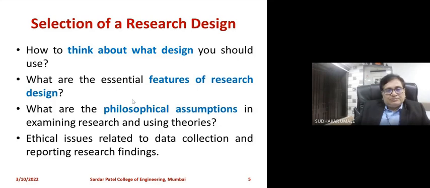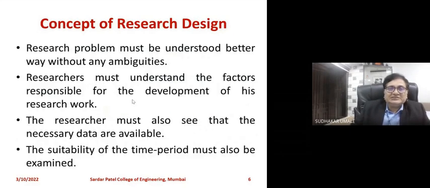And I want to explain the third question, what are the philosophical assumptions in examining research and using theories. The philosophical assumptions inform our choice of theories that guide our research. Philosophy means the use of abstract ideas and beliefs that inform our research. Ethical issues are very important. I will not explain because I have a very short time. So you know what is ethical issues used during data collections and reporting research findings.